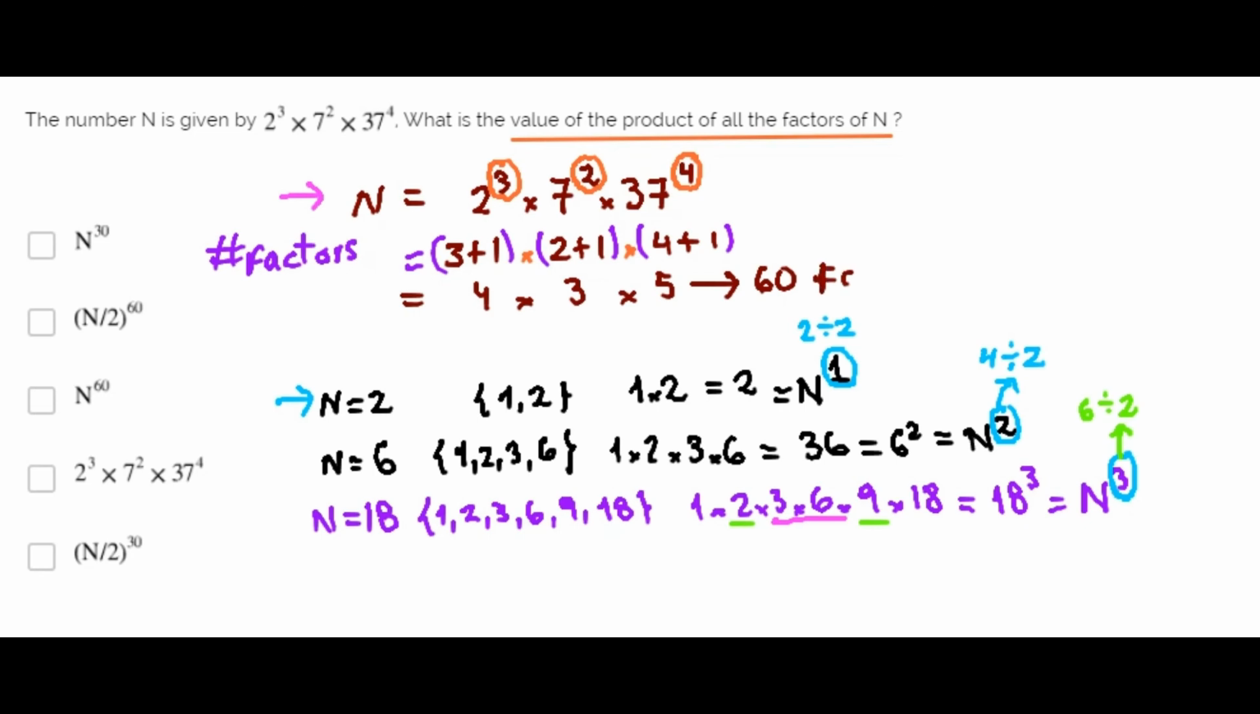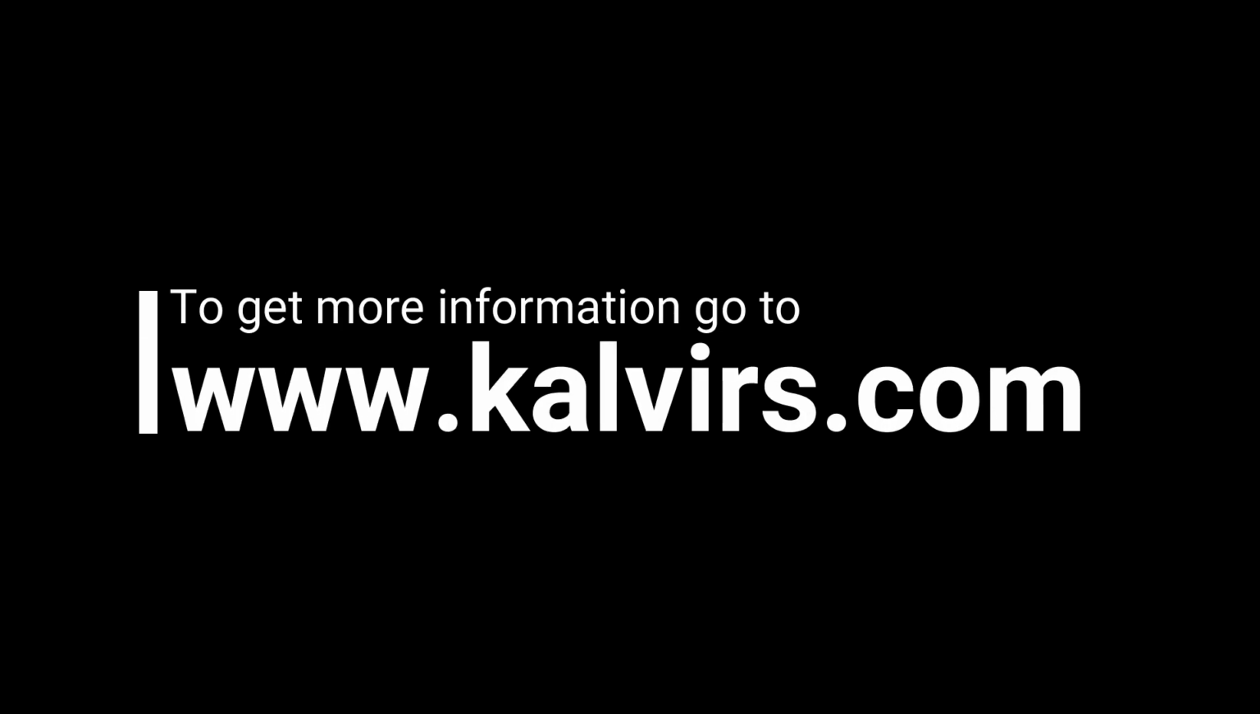N has 60 factors. So, since n has 60 factors, then the value of the product of all factors of n must be n raised to half its number of factors. n to the third power. Choice A is correct.